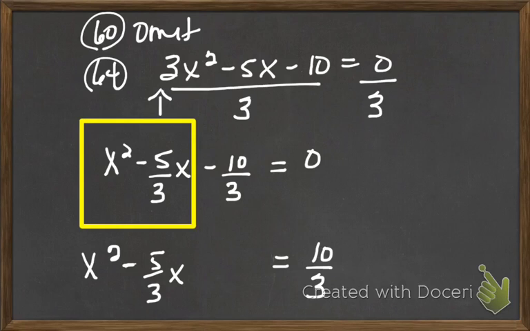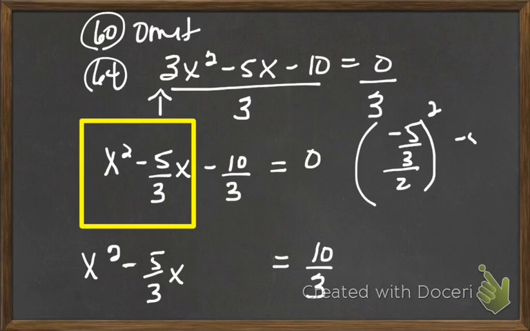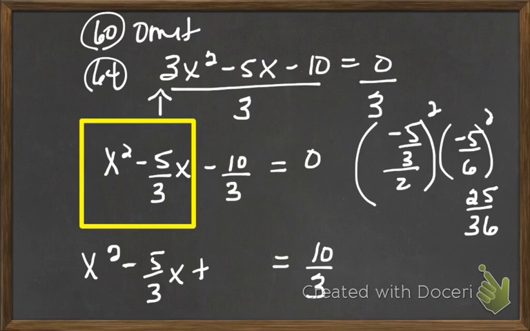I take negative 5/3 and I divide it by 2, and then I square it. So negative 5/3 divided by 2 is really negative 5/3 times 1/2. So that's really negative 5/6, and negative 5/6 squared is 25/36. So you're going to add 25/36 to both sides.